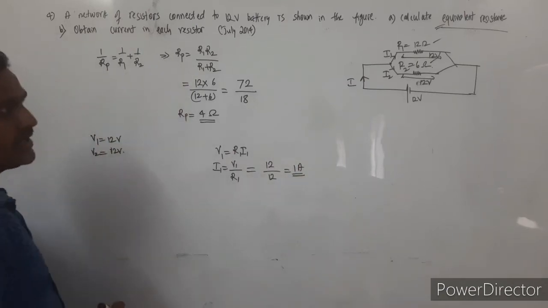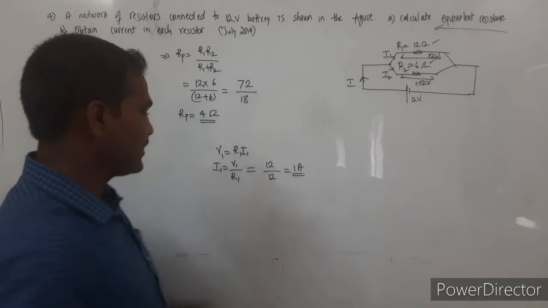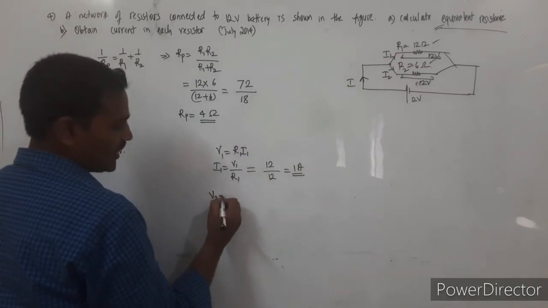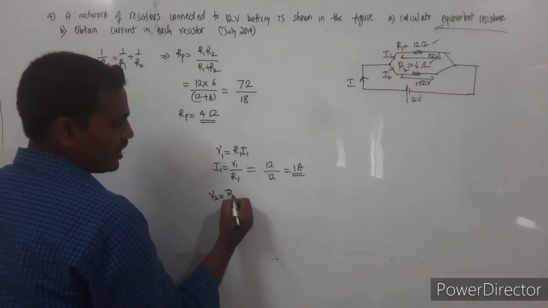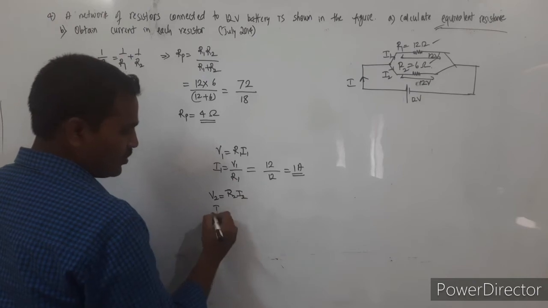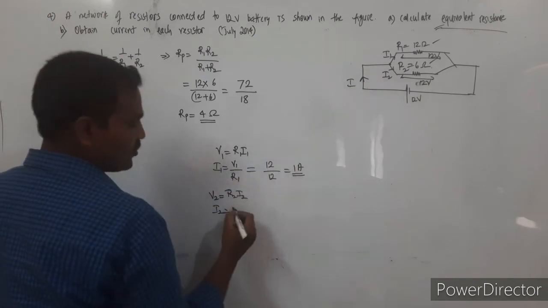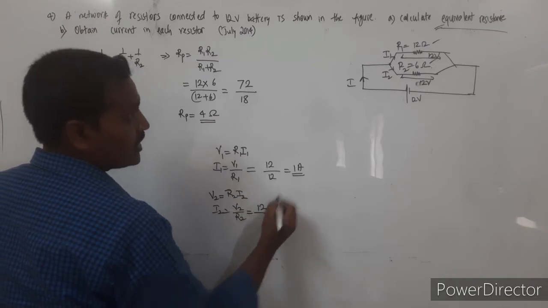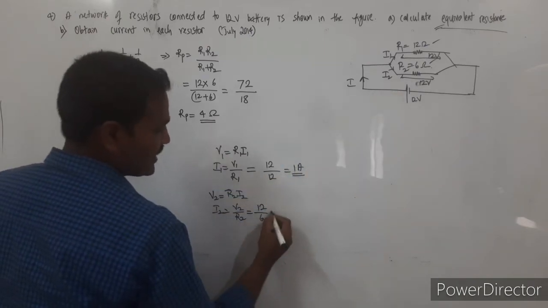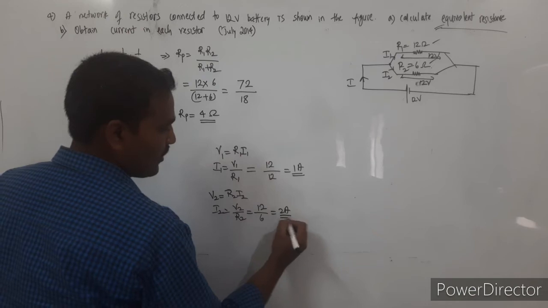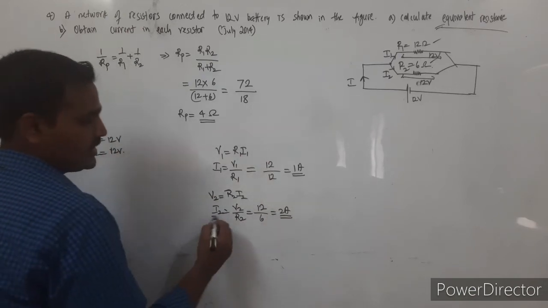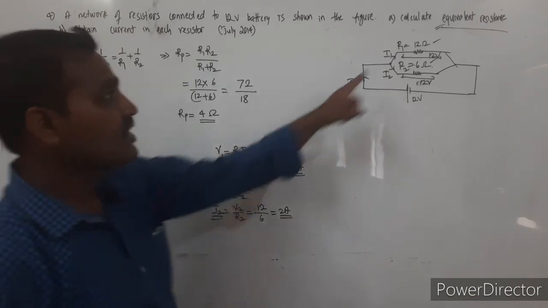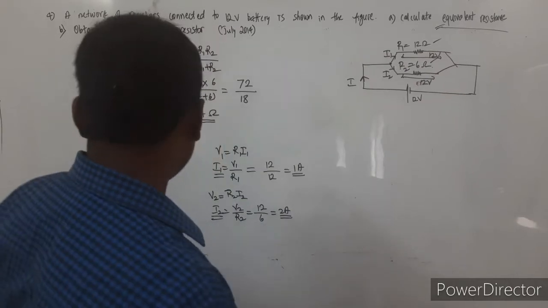Similarly, when I consider the second resistor here, by Ohm's law, I can write V2 is equal to R2 into I2. So the current through the second resistor I2 is equal to V2 divided by R2, that is 12 divided by R2 which is 6, that is equal to 2 amperes. So these are the values of the currents in each resistor.